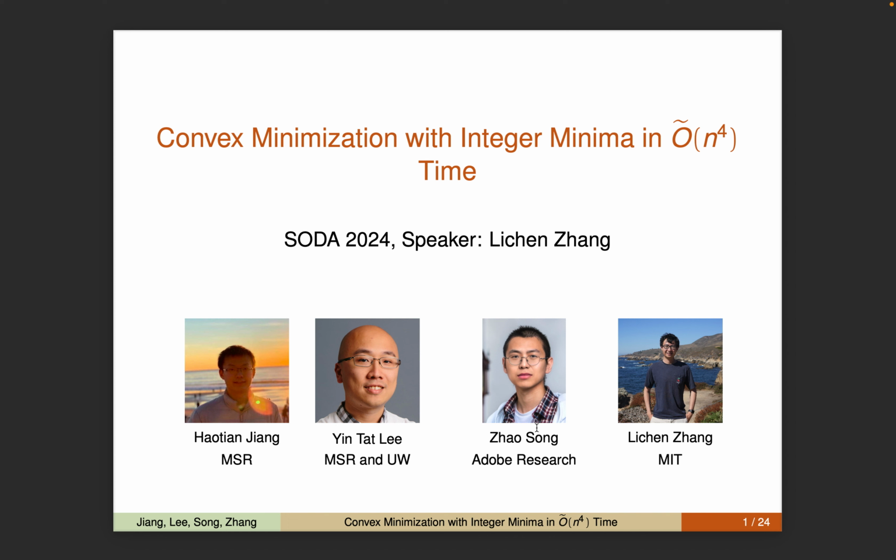I'm Lichen Zhang from MIT. Today I'm going to talk about convex optimization with integer minima in nearly quadratic time. This is joint work with Haotian Jiang from MSR, Li from MSR and the University of Washington, and Zhao from Adobe Research.